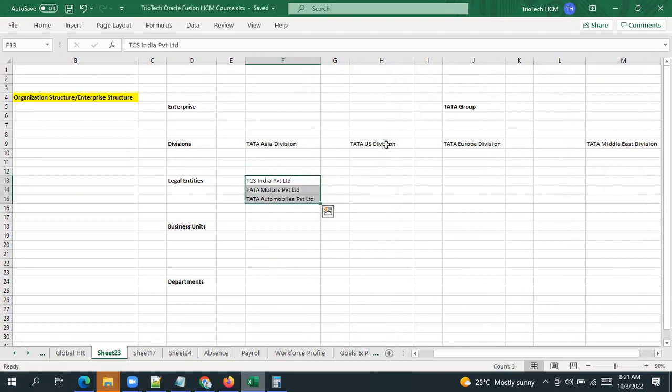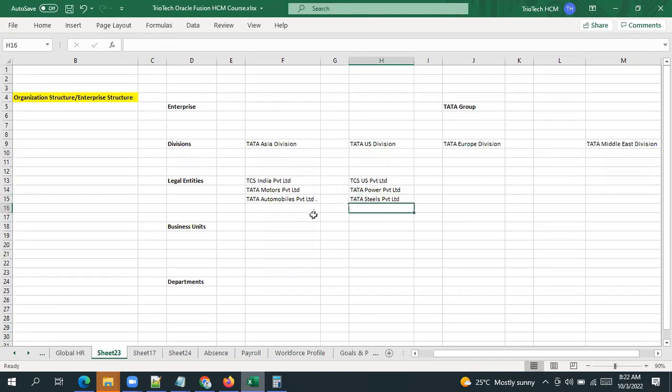So let's suppose in the US division, they have something like TCS US Private Limited. Then they have something like Tata Power Private Limited. And then they have something like Tata Steels Private Limited. They can have more also. As of now, I'm listing some basic legal entities that we basically know.